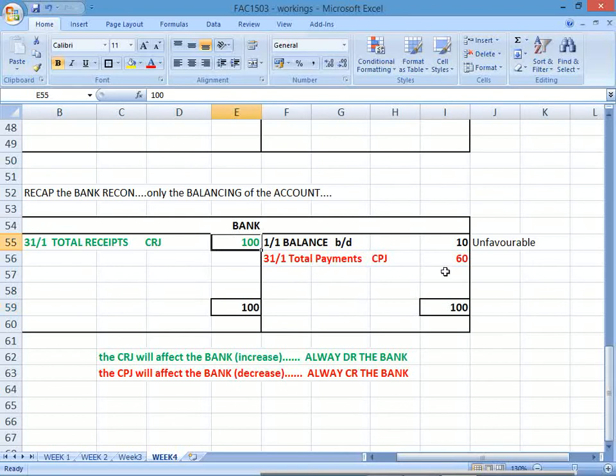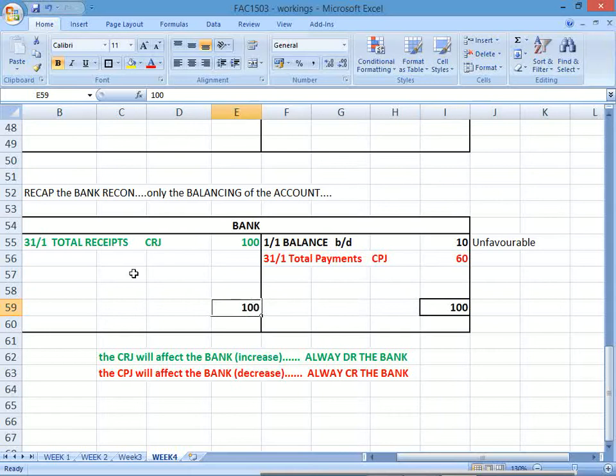If I look at the credit side, I had 10 and I had 60. Okay, 10 and 60 gives me 70. 70 on the right is less than 100 on the left. So I write down 100 on both sides.